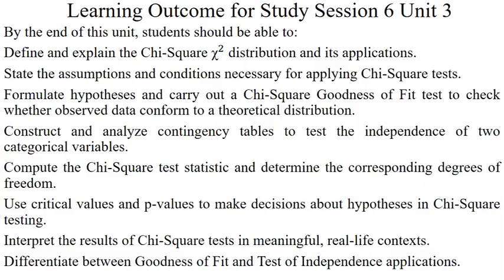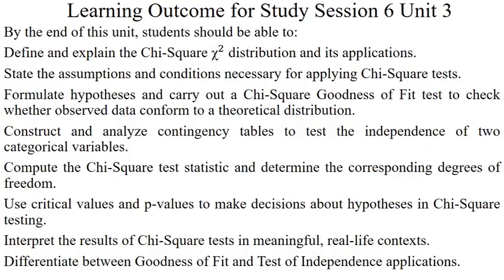By the end of this unit, students should be able to: one, define and explain the chi-square distribution and its application. Two, state the assumptions and conditions necessary for applying the chi-square test. When do we apply it? What are those assumptions that we have to meet before we can apply the chi-square test?